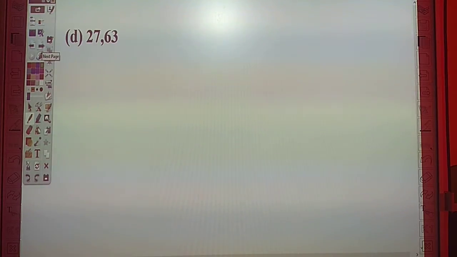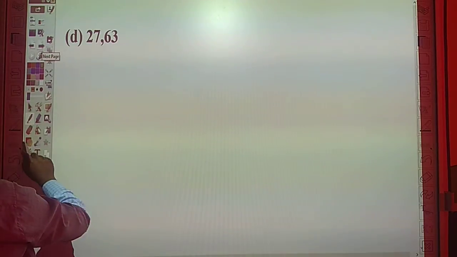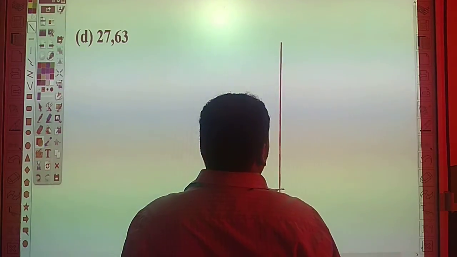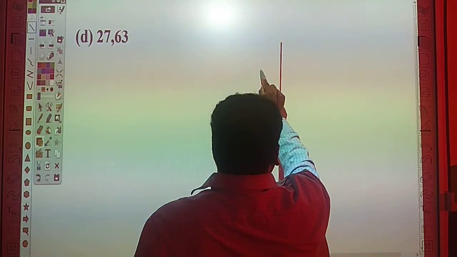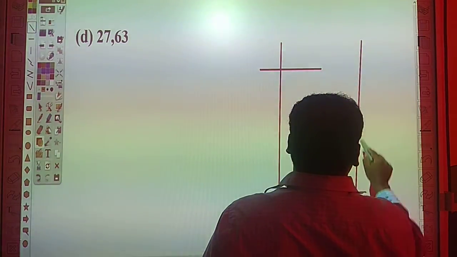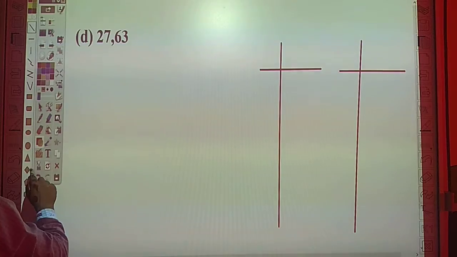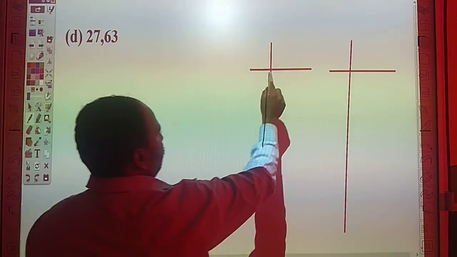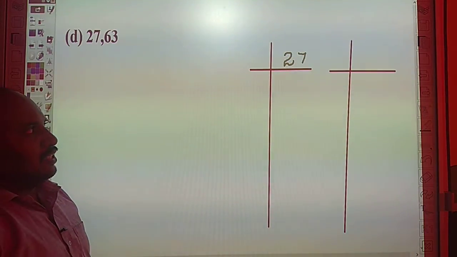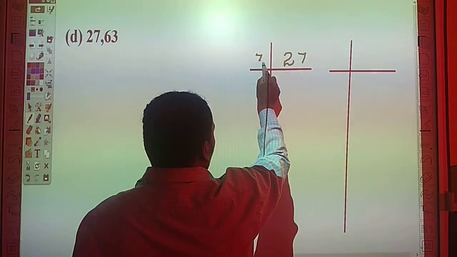The next one, D part. We want to find the HCF of 27 and 63. 27, the last number is 7, so it is divisible by only 3.